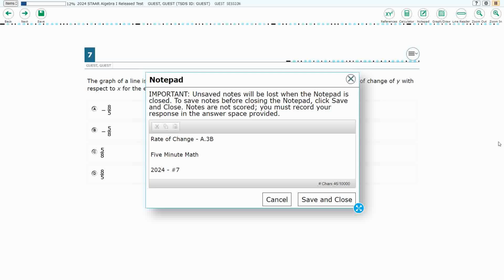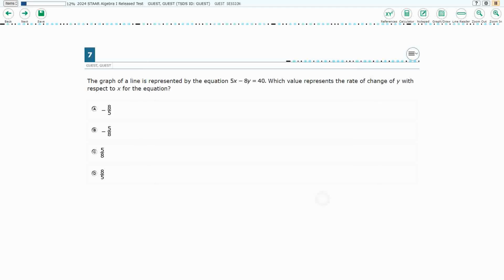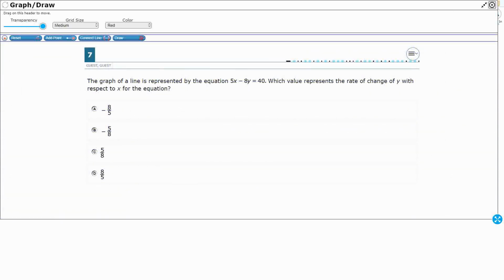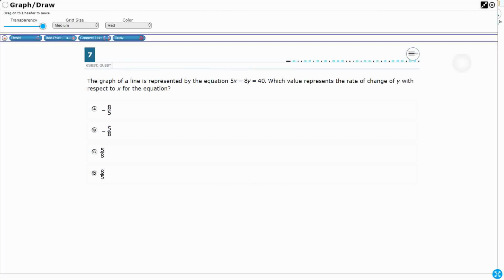Today we are looking at the Algebra 1 concept of rate of change. This is standard A.3B in the great state of Texas, and we are using item number 7 of the 2024 released STAAR test. If you haven't done so already, please go ahead and take a moment to pause the video, work this problem out on your own, unpause it, and we will look at our answers together.